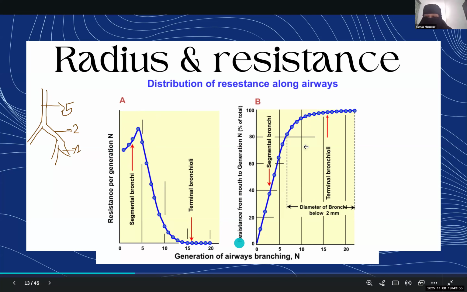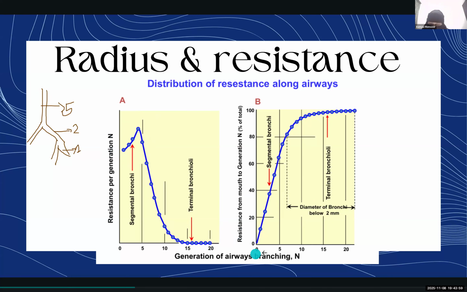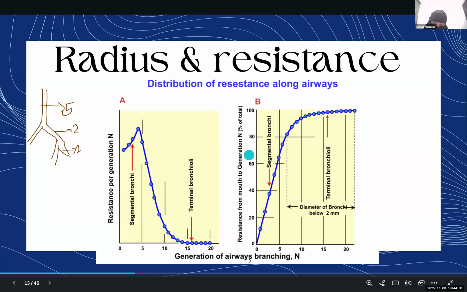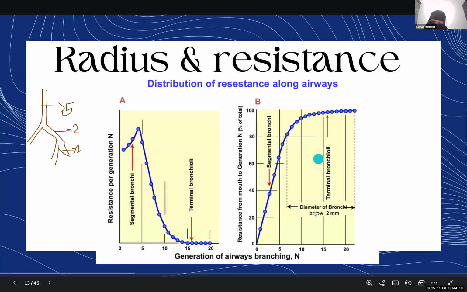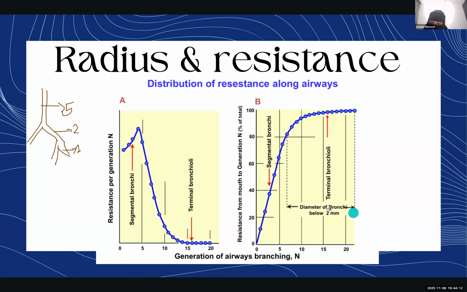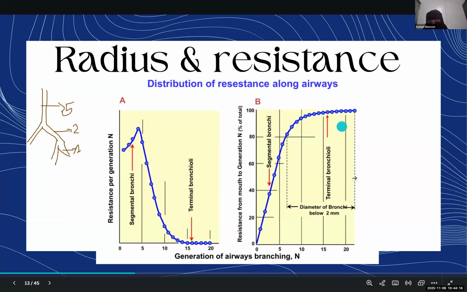Now let me just finish this graph, guys. Now this graph over here, as you can see, shows the generations of the bronchi and the resistance. What is the resistance from mouth to generation N? This is the diameter of the bronchi below 2 millimeters, and as you can see in this case, well, guys, actually this is confusing. I wouldn't suggest going over this graph.